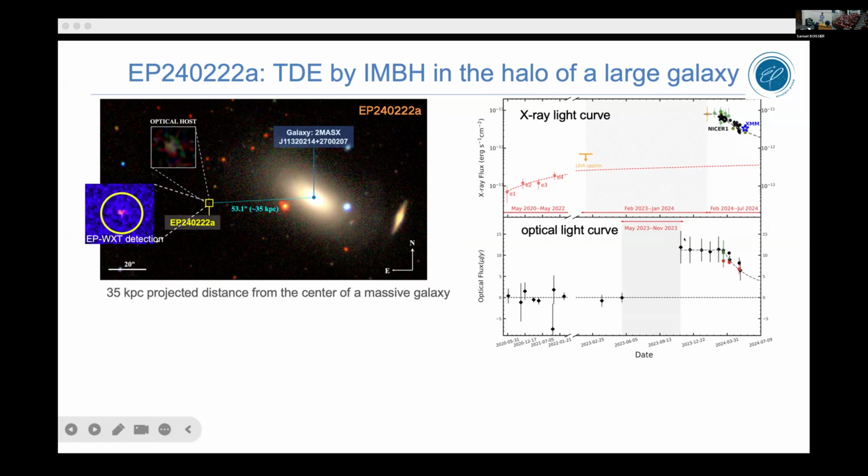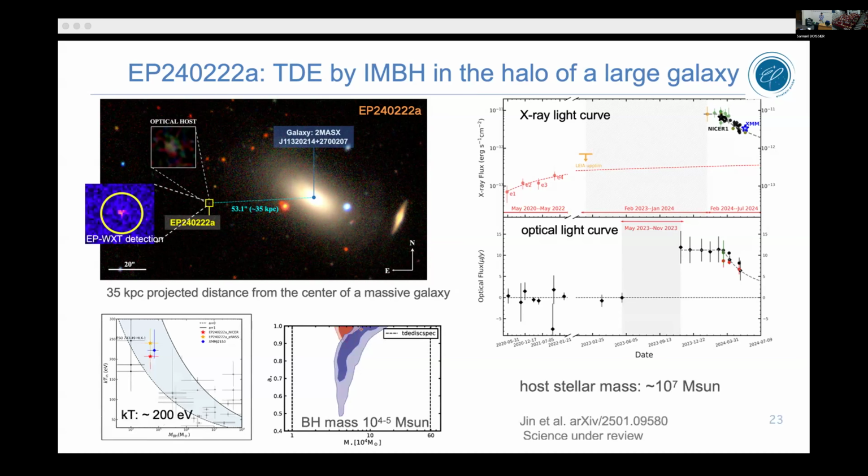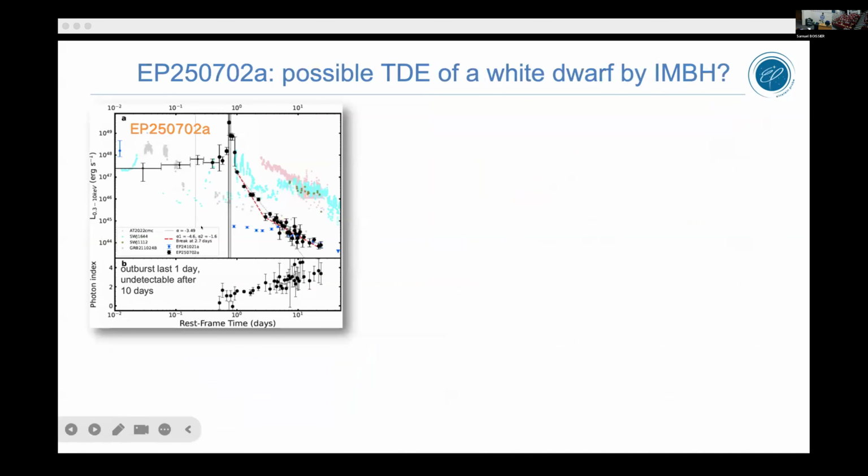And the optical light curve actually emerged before that, so the time is the same scale; it's before the X-ray. After the joint fitting of multi-epoch X-ray observations, the authors derive that it's a TDE by an intermediate mass black hole. The mass is about this. They fit this with thermal Compton and a slim disk model, get the temperature and get this black hole mass. And the big host galaxy's stellar mass is much higher. This paper is under review, but basically accepted.